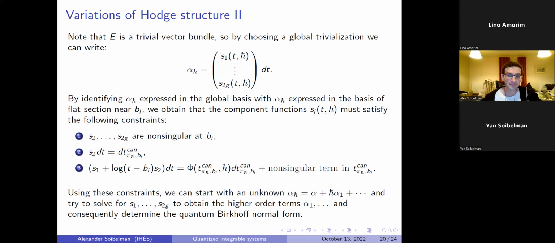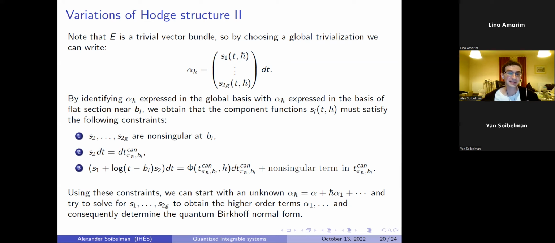So, and here they are, essentially more or less rewritten using change of basis from the global trivialization to the trivialization locally in terms of this basis of flat sections. Then if you do that, you can write down these conditions on the component functions. So you can see that S2 is essentially going to be this important component of the canonical one form.